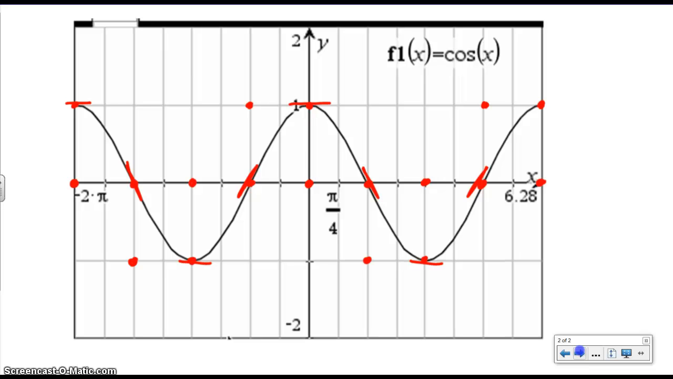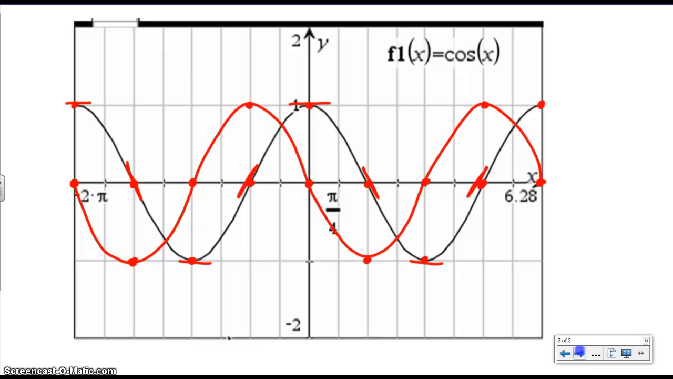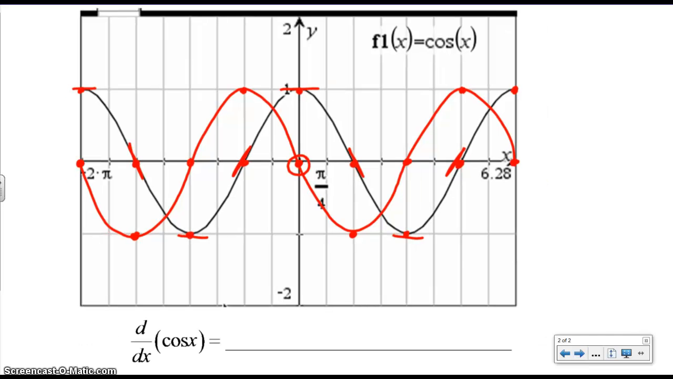So if we connect these points, this is a sine graph because it starts in the middle at 0, 0, but this is actually negative sine because it goes down. And so the derivative of cosine x is negative sine x.